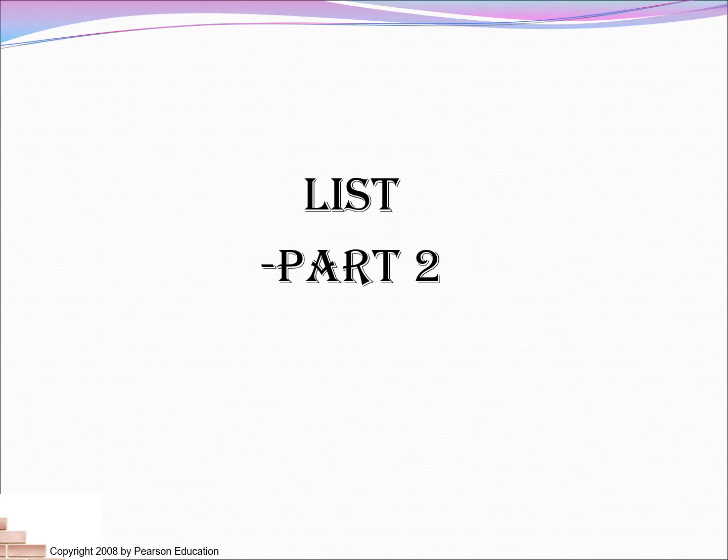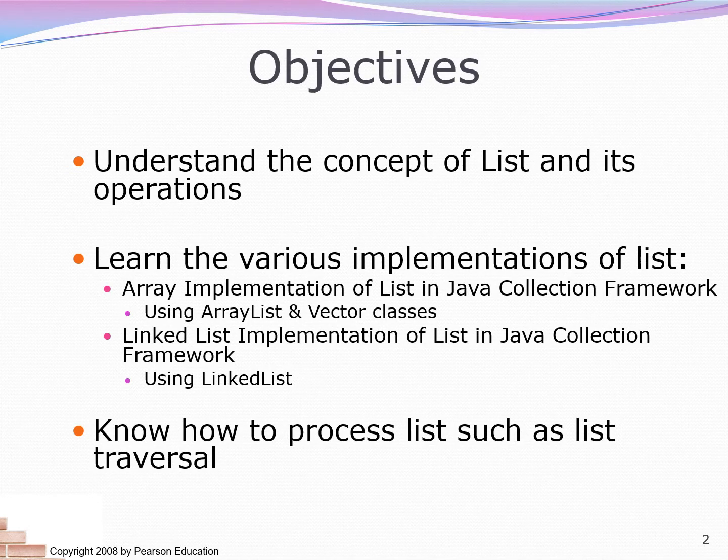I'm covering the second part of the list. The first part was covering array. The second part will be covering linked list and also vector, and how you go about traversing the list. When I say traverse, it actually means that you want to check the elements in the list one by one from start to end. Okay, that is what it means by traversing.